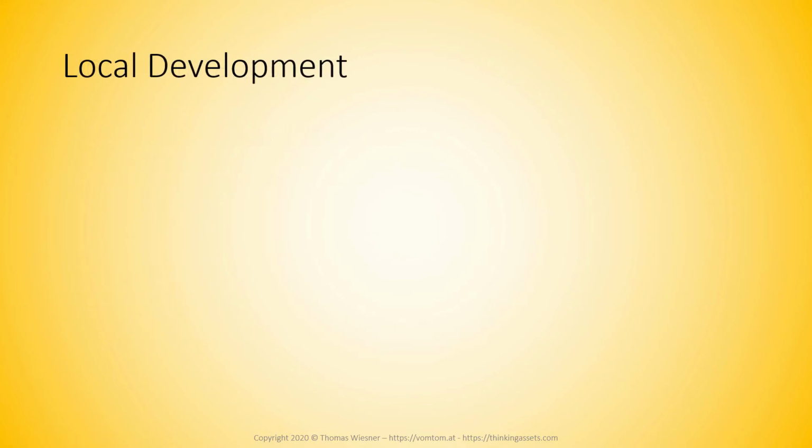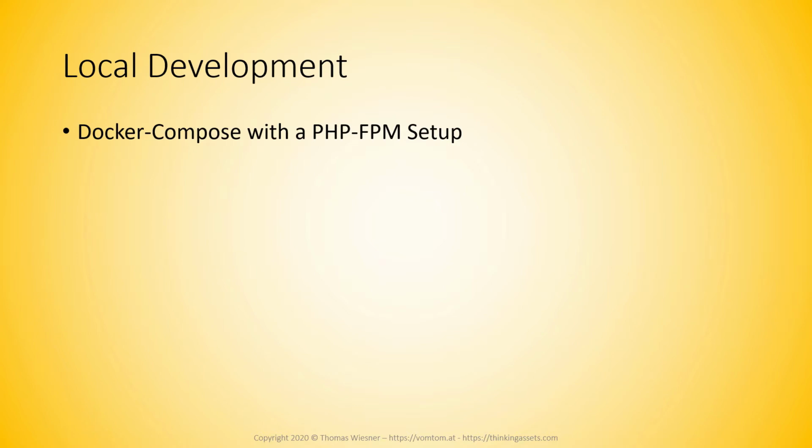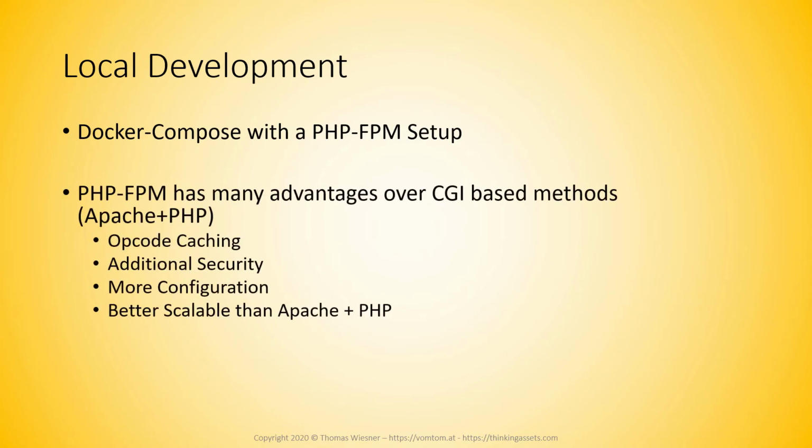Now for local development, I want to set up Docker Compose with this PHP FPM setup. PHP FPM again has a couple of advantages over traditional CGI-based methods such as Apache and PHP. It is essentially better for security. You have more configuration and it is much better scalable than Apache plus PHP, because with the traditional CGI-based Apache image, you are spawning an Apache process every time you are creating a request, and that just doesn't scale well.